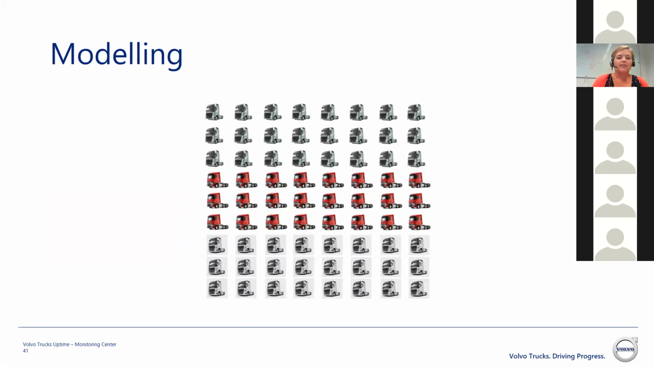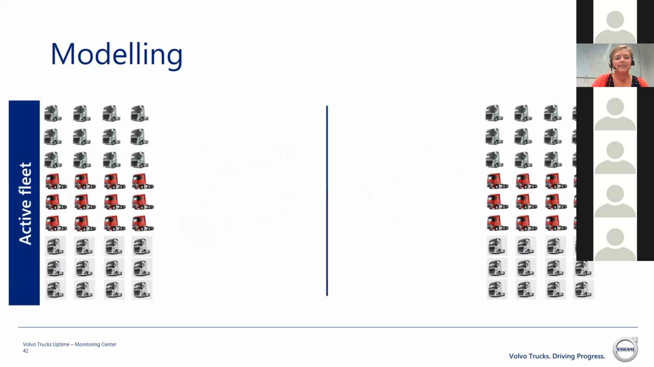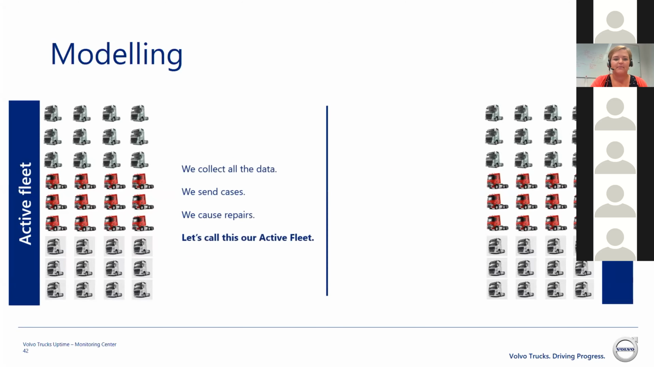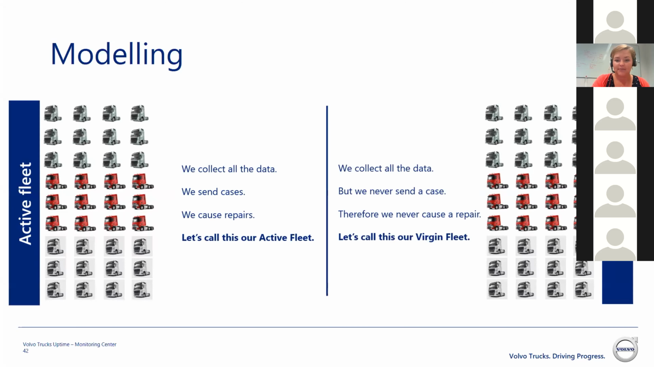On the other hand, in our passive fleet, we still collect all the data, we still run the models, but we never actually send a case. Therefore, we never cause a repair. And that's what we call our virgin fleet. We never touch them. Therefore, we can use only our passive fleet to retrain the models. They should again be large enough because we need enough data.